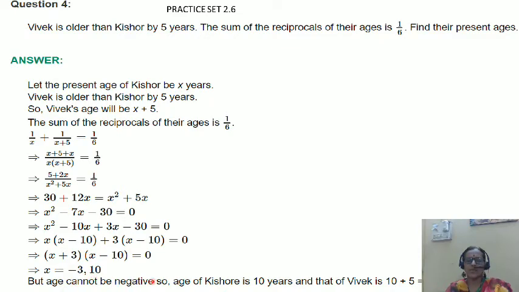But age cannot be negative. So Kishore's age is 10 years and Vivek's age is 15 years.